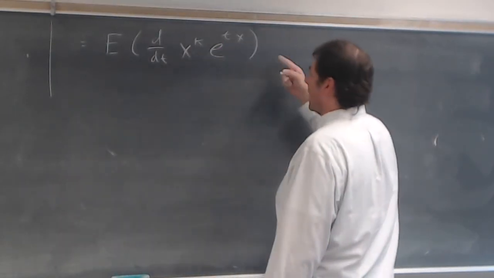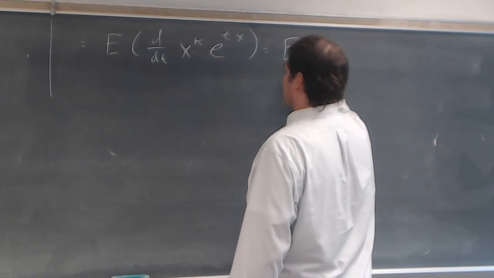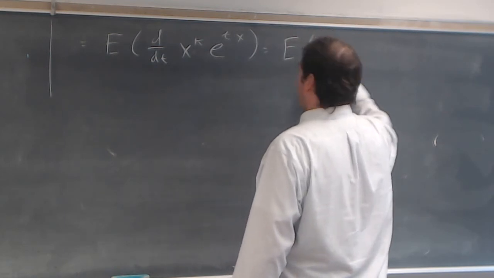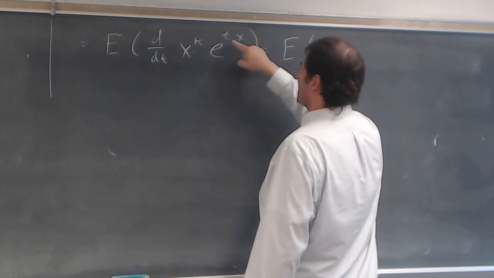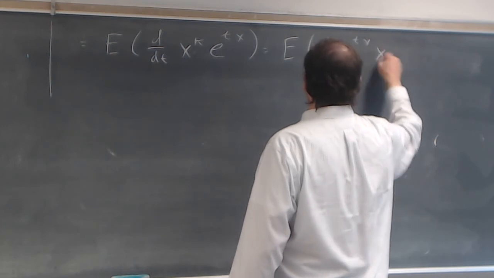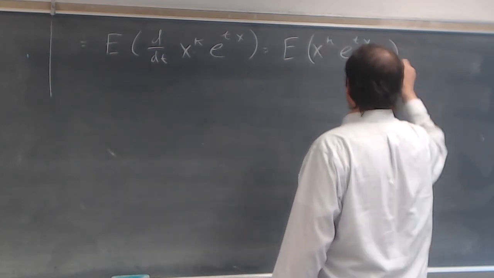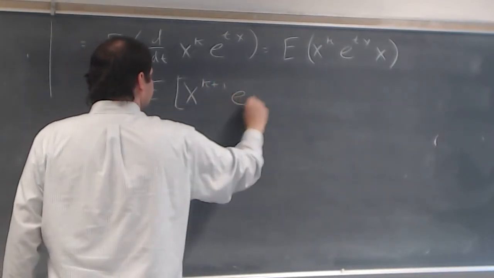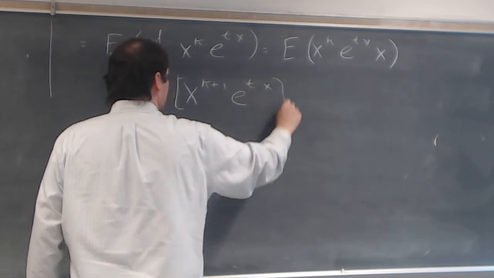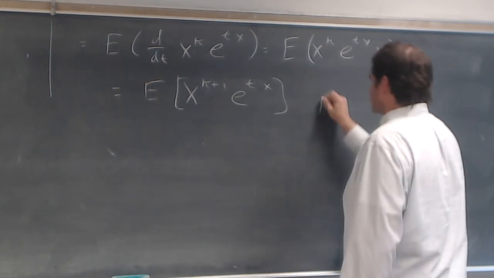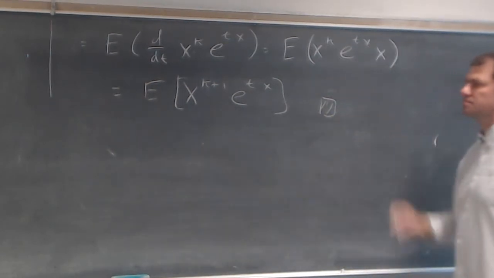This x to the k is a constant with respect to t, so this becomes the expected value of the constant times the derivative of e to the tx. The derivative of e to something is e to the something times the derivative of something, which with respect to t would be x. So that's equal to the expected value of x raised to the k plus 1 times e to the tx, and that's what we wanted to show. Okay. And so the statement is true.